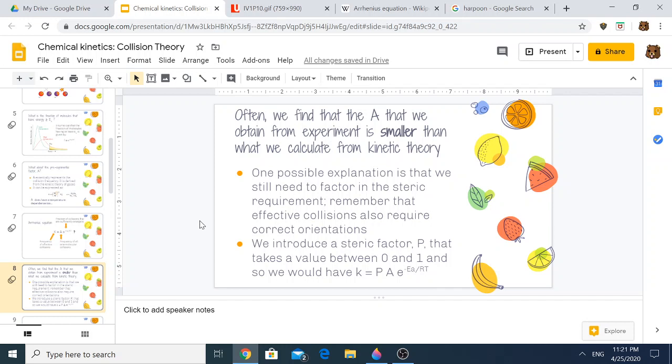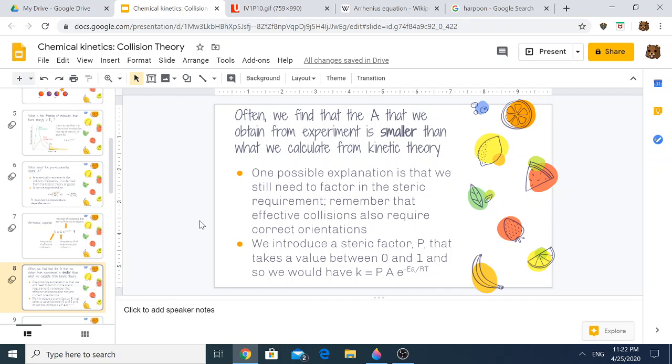Often in experiments, we find that A is actually lower than the value that we get from the kinetic theory. And if we think back to the two requirements for an effective collision, the energetic and the steric requirement, right? This does make a lot of sense. So with the factor of e to the power of negative Ea over RT, we have factored in the energetic requirement. But where is the steric requirement? Are we assuming that collisions are effective as long as the molecules have the required energies, regardless of their relative orientations? Certainly we should not make such an assumption.